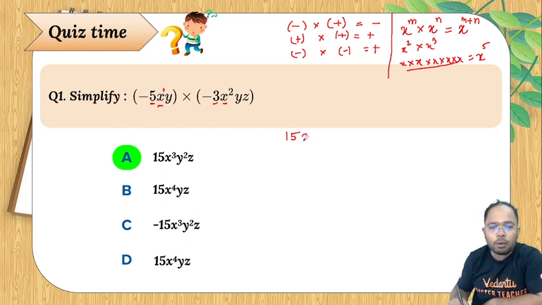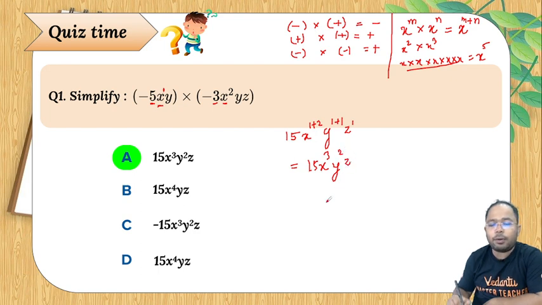So x to the power 1 plus 2, y to the power 1 plus 1, and z remains to the power 1. That gives 15x to the power 3, y to the power 2, and z to the power 1. Okay, so this is the correct answer. All right, students, so got it. Let's move on to the next one.